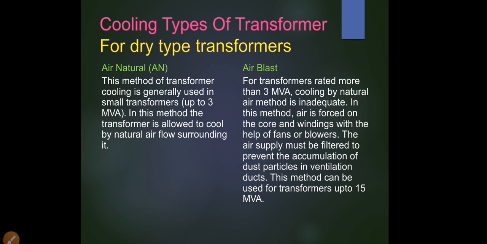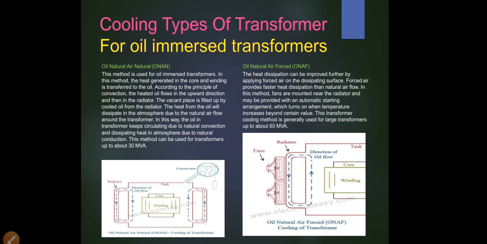In this method, the air is forced onto the core and the windings with the help of fans or blowers, like in ACs generally. The air supply must be filtered to prevent the accumulation of dust and particles in the ventilation ducts. This method can be used for transformers up to 15 megavolt amperes. Okay, this is for the dry type of transformers.